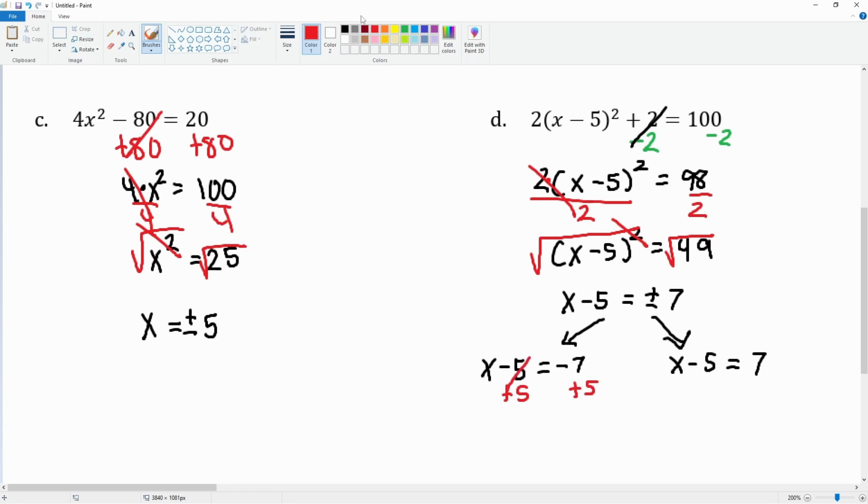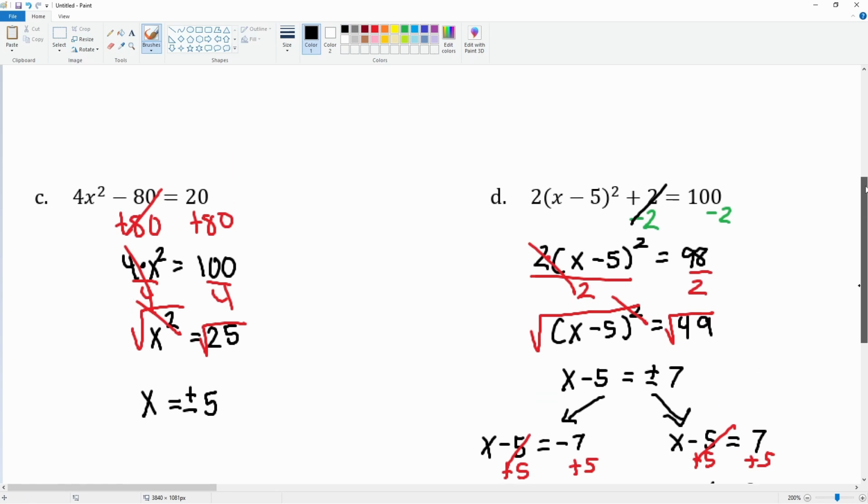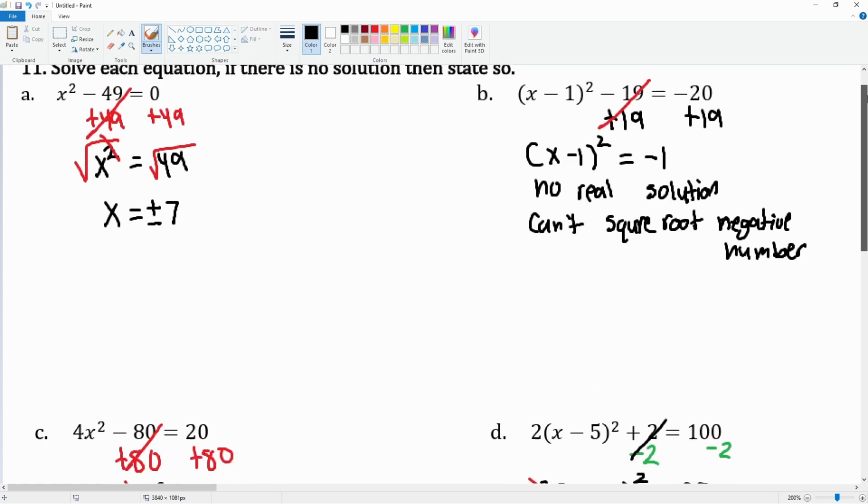To get x alone, we just solve, so add 5 to both sides. This cancels, leaving you here with x is equal to negative 2. This one, we're going to add 5 to both sides. It crosses out. We are left with x is equal to 12. All right, so there you go. That is how you solve the equations with square roots in them.